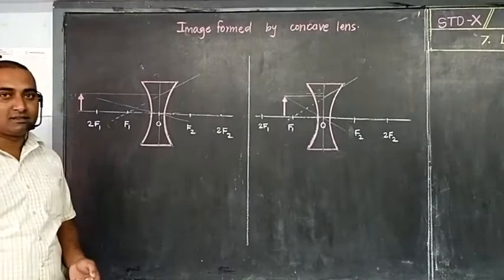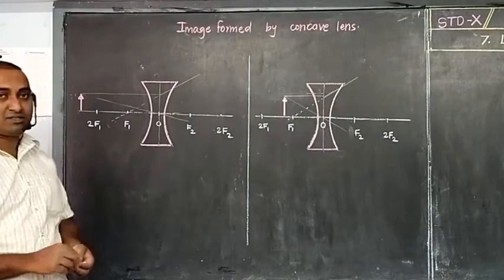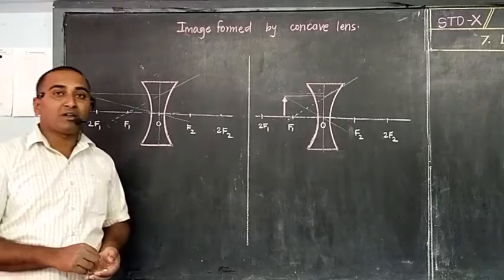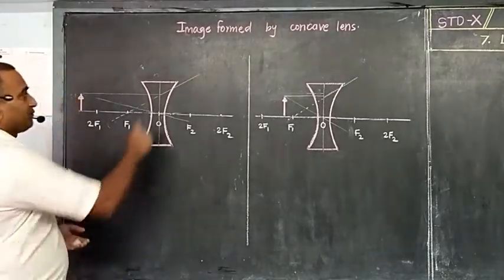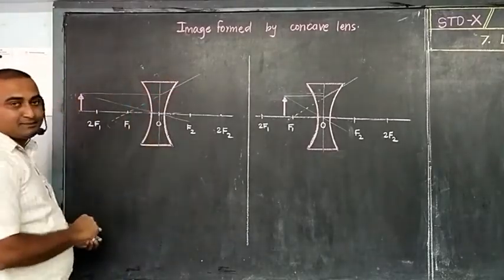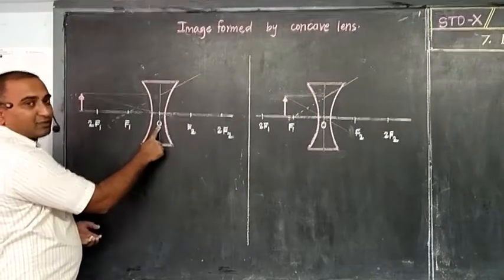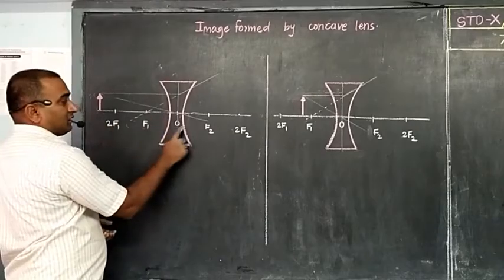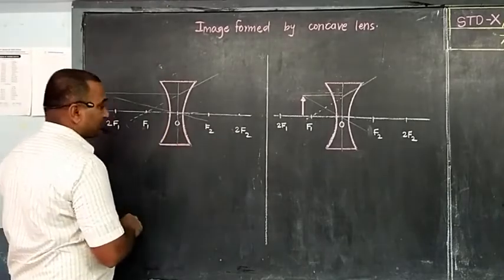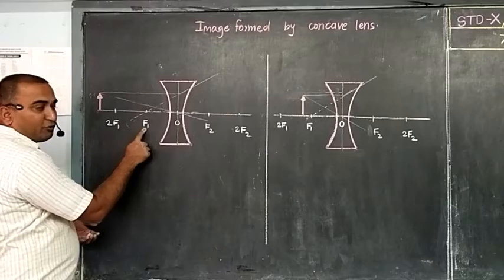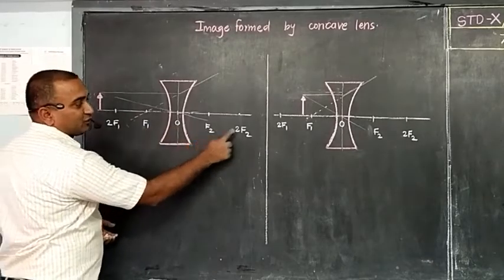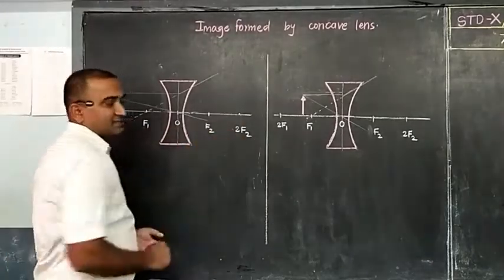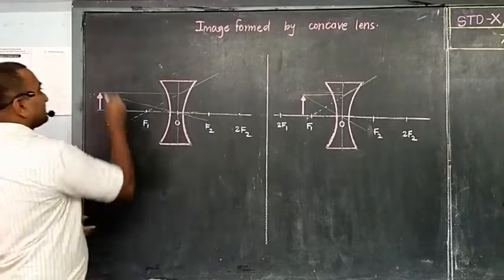Now we are discussing the formation of image by a concave lens. See here, this one is a concave lens, where we have the optical center, f1 and f2, then 2f1 and 2f2. Both diagrams are the same. Why are we discussing these two diagrams?